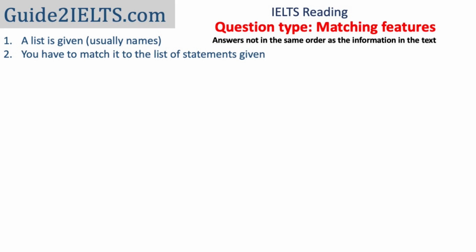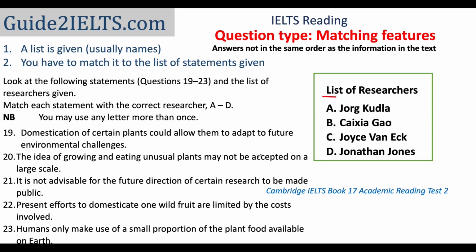In matching features questions, you're given a list, which is usually in a text box, and you have to match it to a set of statements which are given in the question. This list is usually a list of names, but it could be a list of places, animals, years, etc. As I mentioned before, usually in this question type, the list of names that we are given is in a text box and the statements are in the questions.